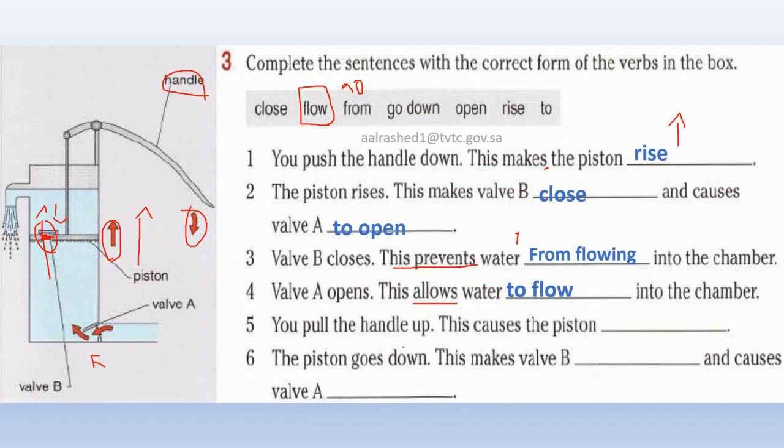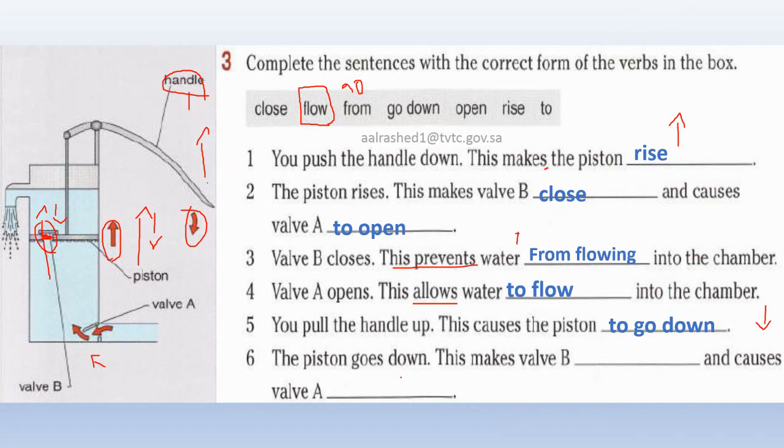5. You pull the handle up. What would happen if you reverse the process here? Put the handle up, raise it up. This causes the piston, okay, the opposite of rise. I need the opposite of rise. The piston will be in this direction. What is the opposite of rise? Okay, this causes the piston to go down.